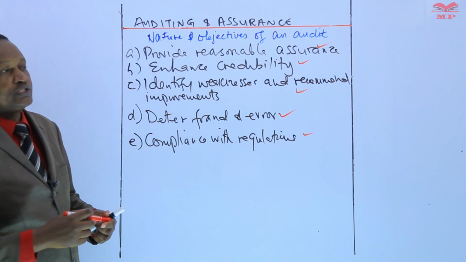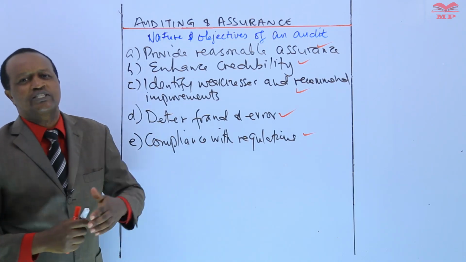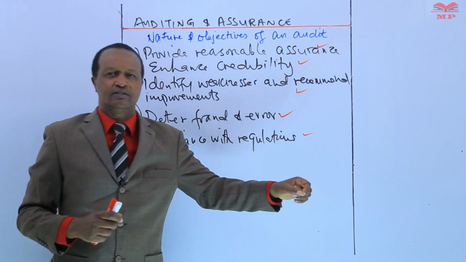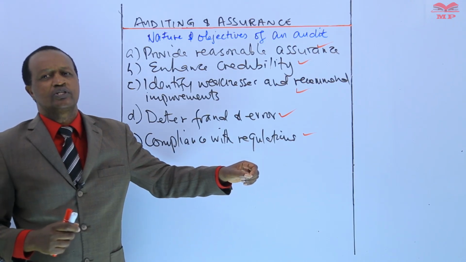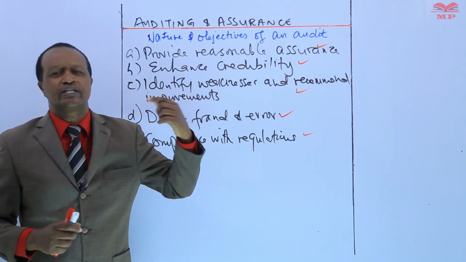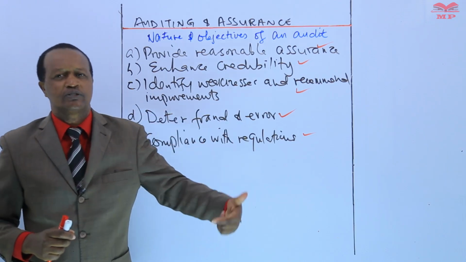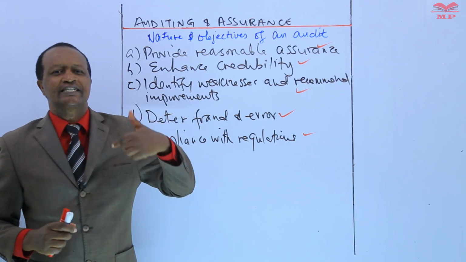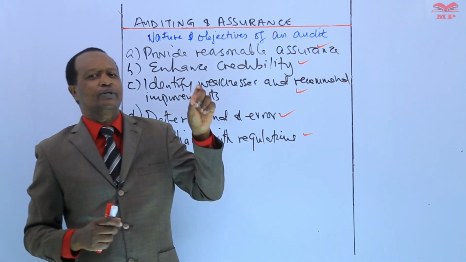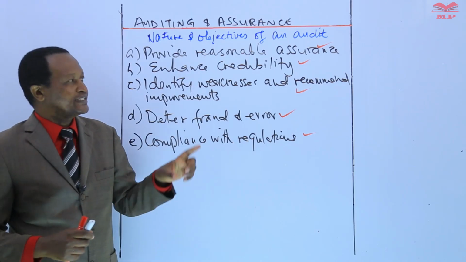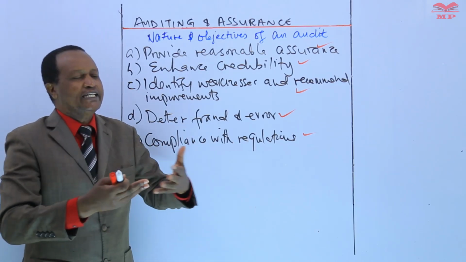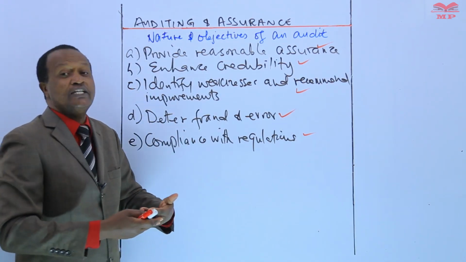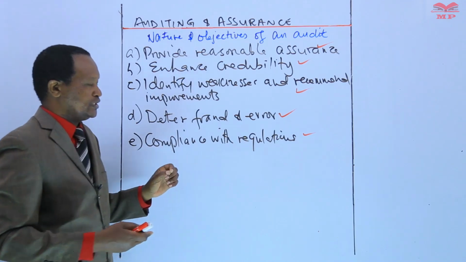Now, it's important to note that an audit does not guarantee that the financial statements are completely error-free. That is not the objective. The objective of the auditor is not to give a guarantee that the financial statements are completely error-free, nor does it guarantee the future viability of an organization. Instead, it provides an independent assessment of the financial information based on the evidence available at the time of the audit.